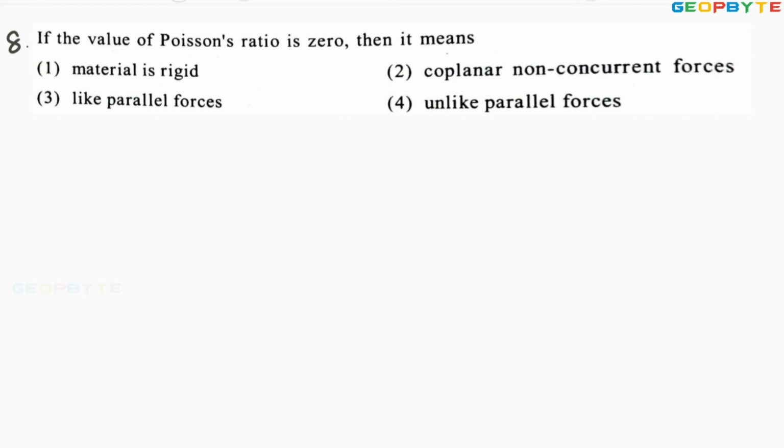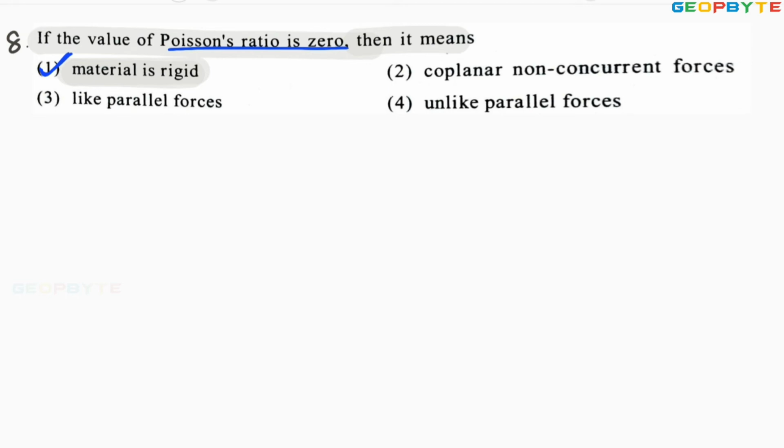If the value of Poisson's ratio is 0, then it means, remember, at the diploma level, if the Poisson's ratio is 0, such kind of material is generally treated as a rigid material. Therefore, the first statement is absolutely correct. Remember, for rigid materials like cork ball and stone, the Poisson's ratio is 0. I hope you got my point.